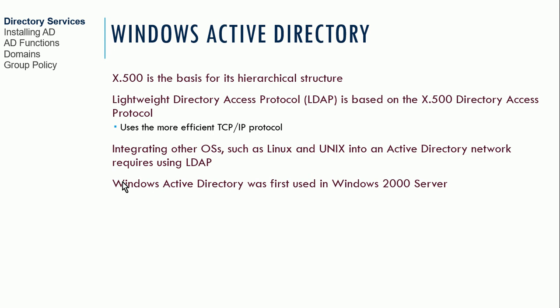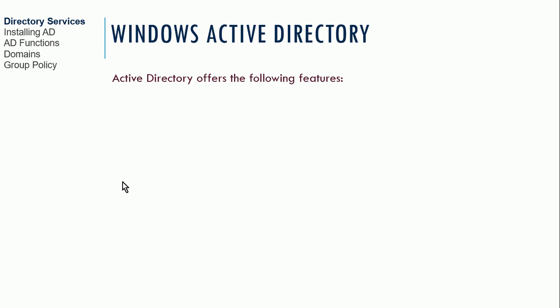So just a quick primer on what these hierarchical databases mean. I just wanted to frame that for you before we move forward. So Active Directory offers some features. It's a hierarchical database structure, which I just talked about. It's centralized, but also distributed. So you kind of get the best of both worlds.